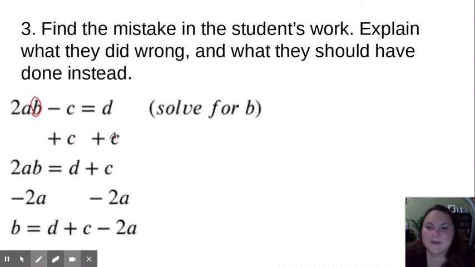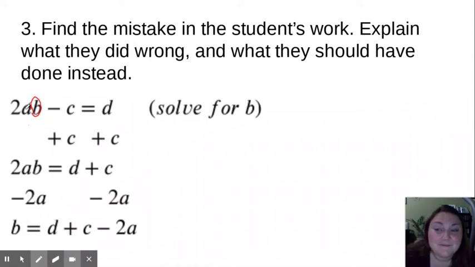Let's go ahead and have you try figuring this out first before I tell you the answer. So you're trying to find the mistake in the student's work. And again, there's 2 parts to the question. Part 1 says explain what they did wrong. Part 2, and what they should have done instead. Go ahead and try. All right, let's see how you did.